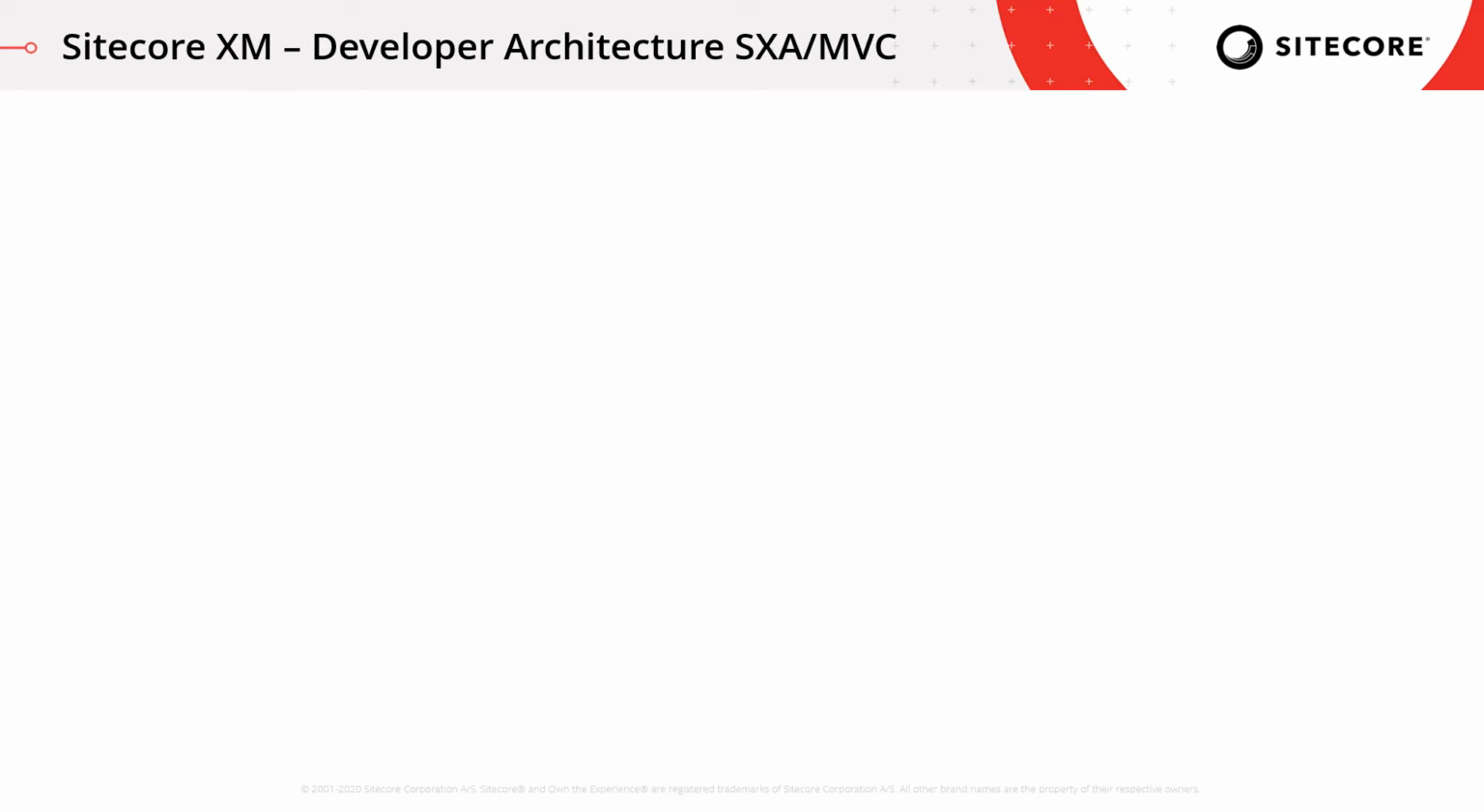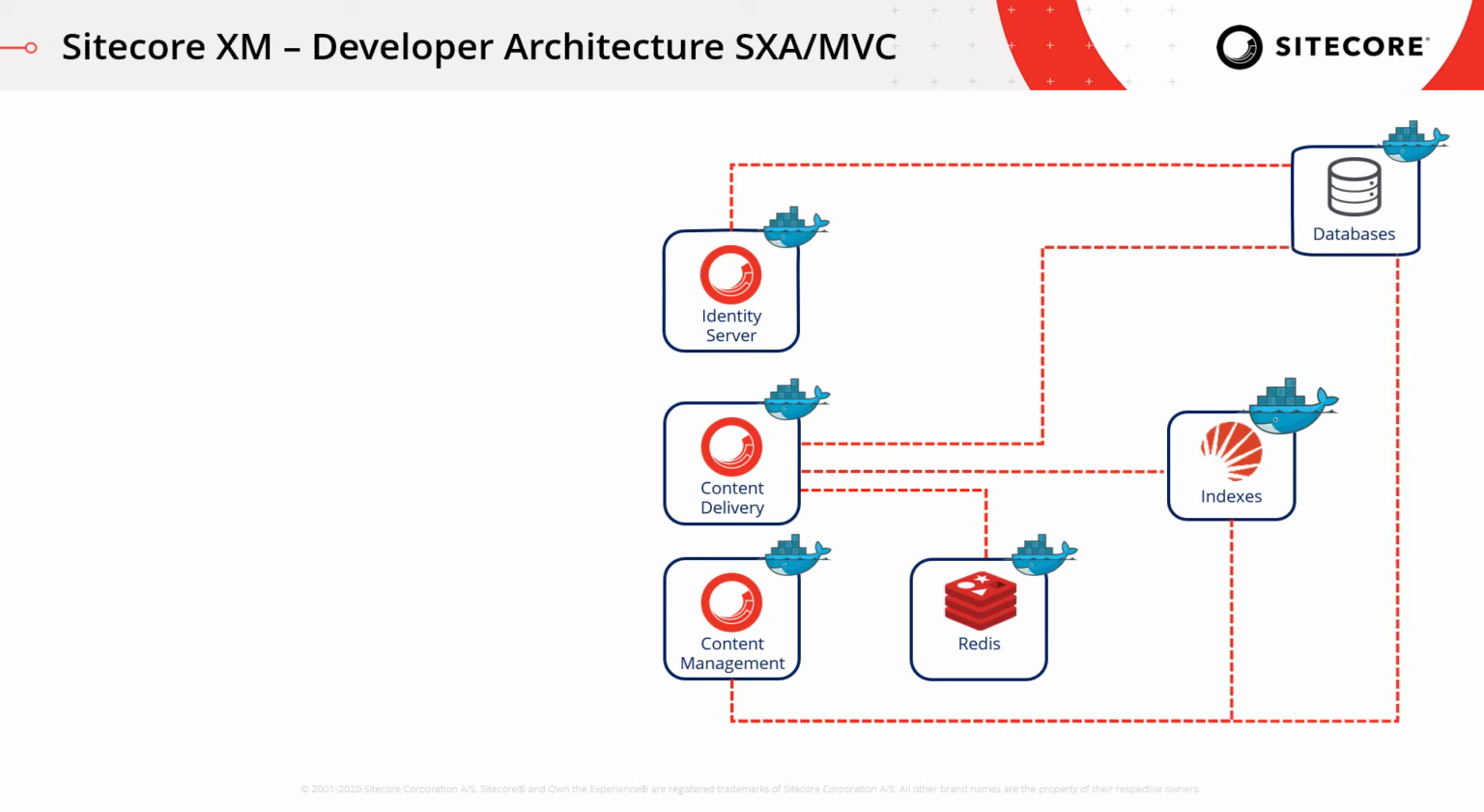So where do these new architecture elements fit into a developer XM architecture? Well, first of all, let's take a look at how this would work for a standard SXA or MVC site. So you still have your same application elements that you're used to from V9. Your content management, content delivery, identity server, Redis, indexes, and your databases. However, you'll notice that they're each configured to run inside of a Docker container now. Each of the boxes above represent a single container.